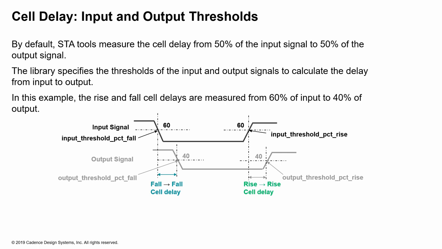If you look at the libraries, these input threshold percentages and output threshold percentages are given for both rise and fall. And so therefore, depending on what the input signal is doing and what the output signal is doing, we basically measure the delay from the input signal to the output signal based on these percentage thresholds. So in this example, we are measuring the cell delay from 60% of the input to 40% of the output, because the input is actually measured with 60% and the output is measured at 40%.